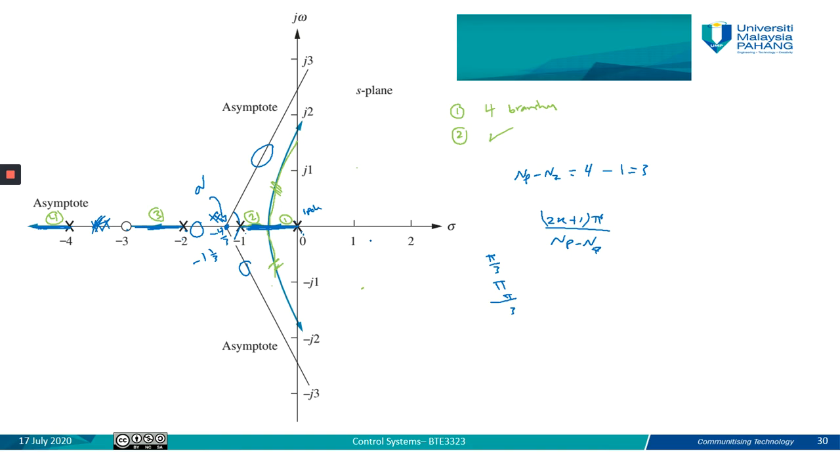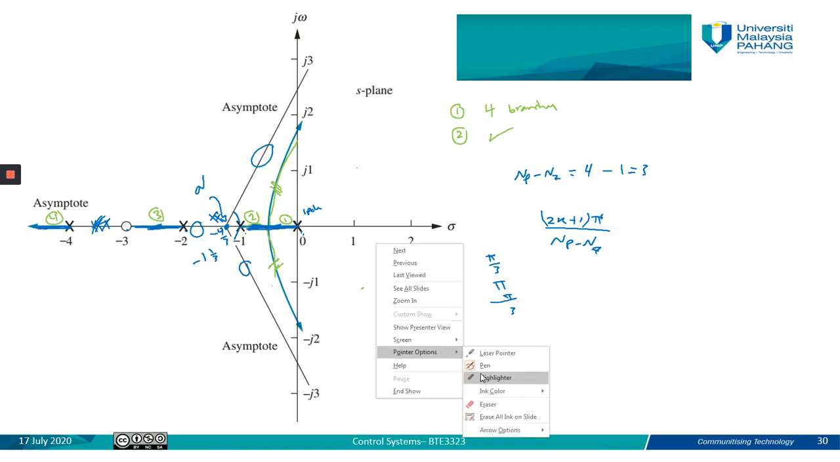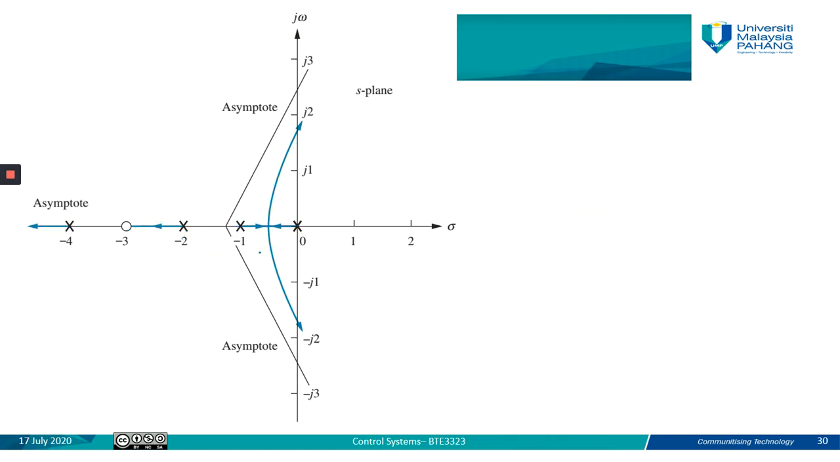So by applying these 5 rules, we can draw this root locus. The blue color in this figure represents our root locus. The black lines represent the asymptotes, the cross represents the poles, and the circle represents the zeros. Okay, I hope this is clear now.